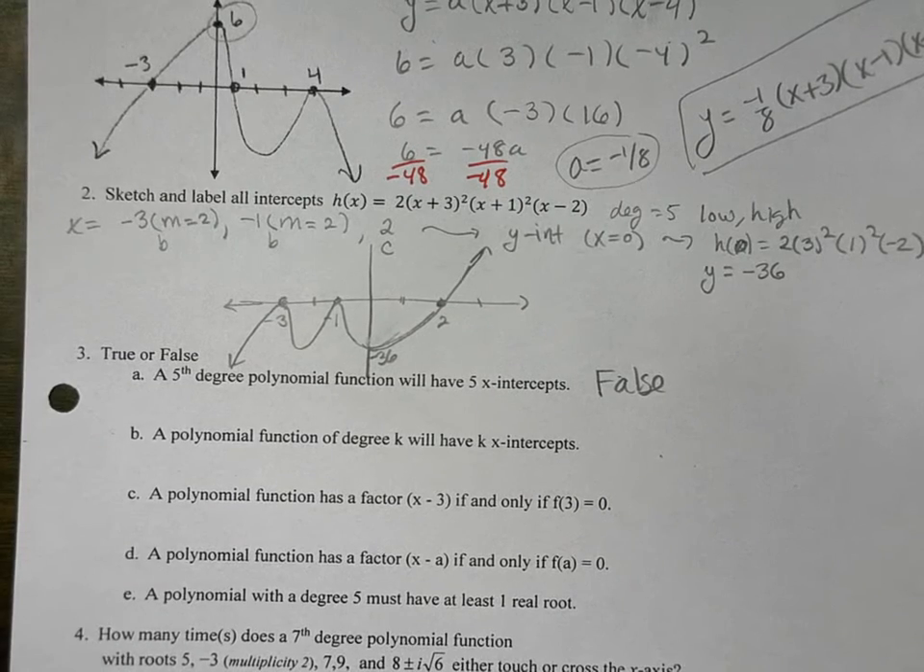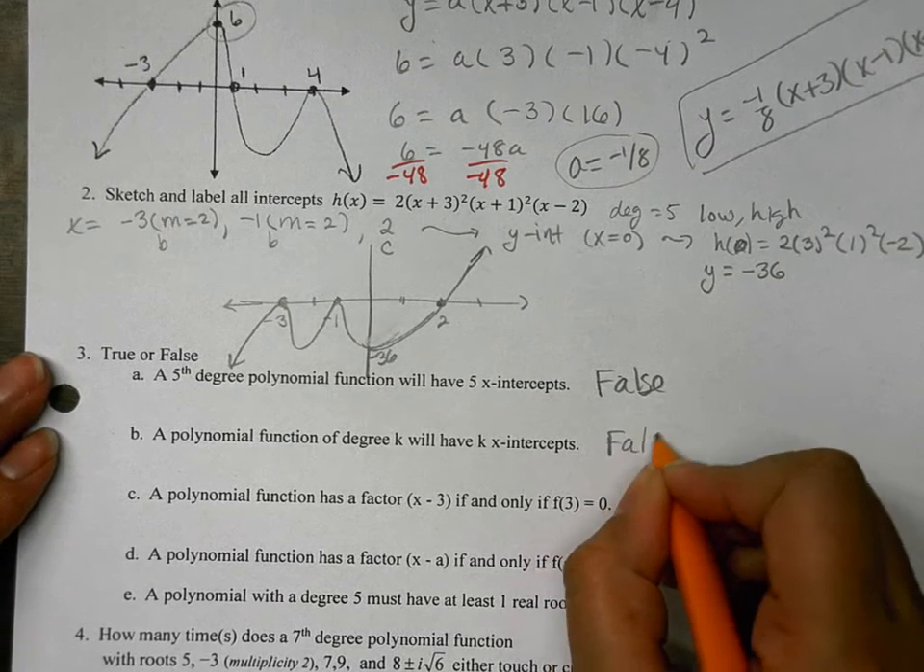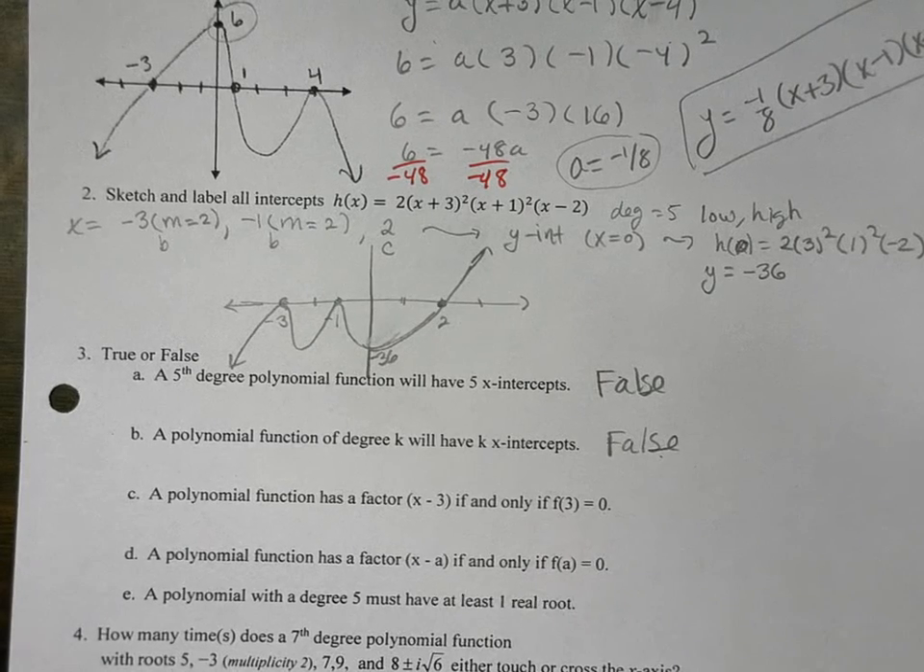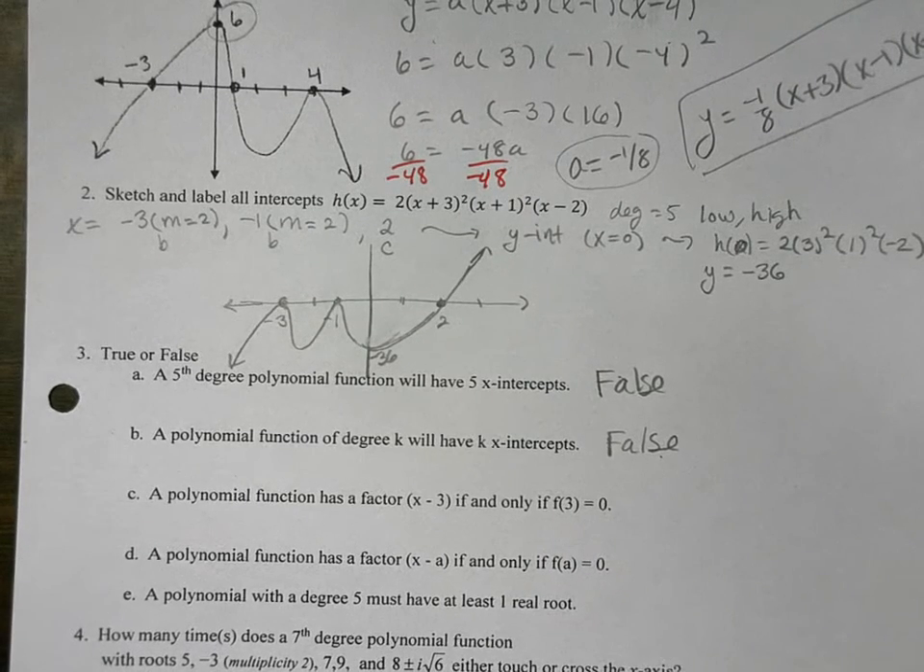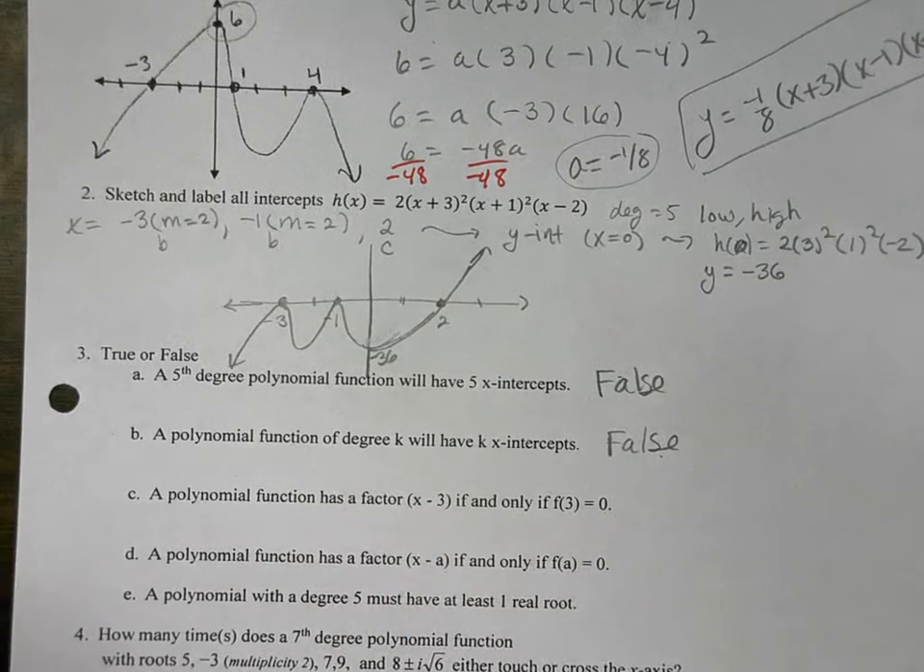A polynomial function of degree k will have k x-intercepts. False. Is it the same situation? Instead of 5, they put k. So if I said a polynomial function of degree p will have p x-intercepts, false. Does it matter what letter I put here? No. All right. Make sense?